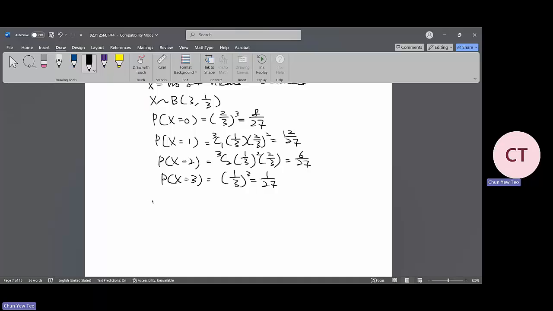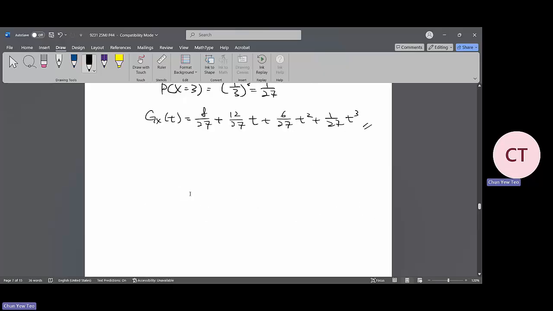So therefore, my PGF for X will be equal to 8 over 27 t to the power 0, where t to the power 0 is a constant, then 12 over 27 t to the power 1, 6 over 27 t squared, and 1 over 27 t cubed. Okay, done. This will be the answer.